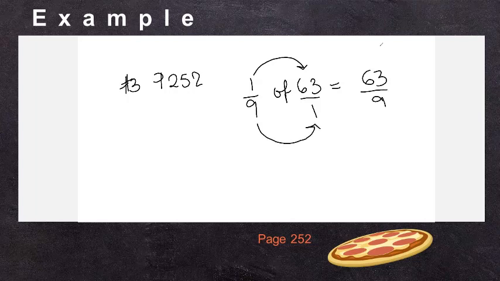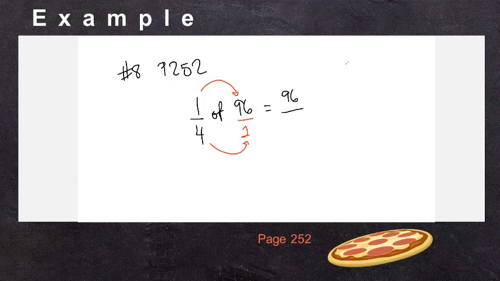Now you need to divide 63 divided by 9. How many times is 9 in 63? 7 times. 7 times 9 is 63. Remainder 0. You have a whole number answer here. The portion is 7. Okay, let's do the last problem.